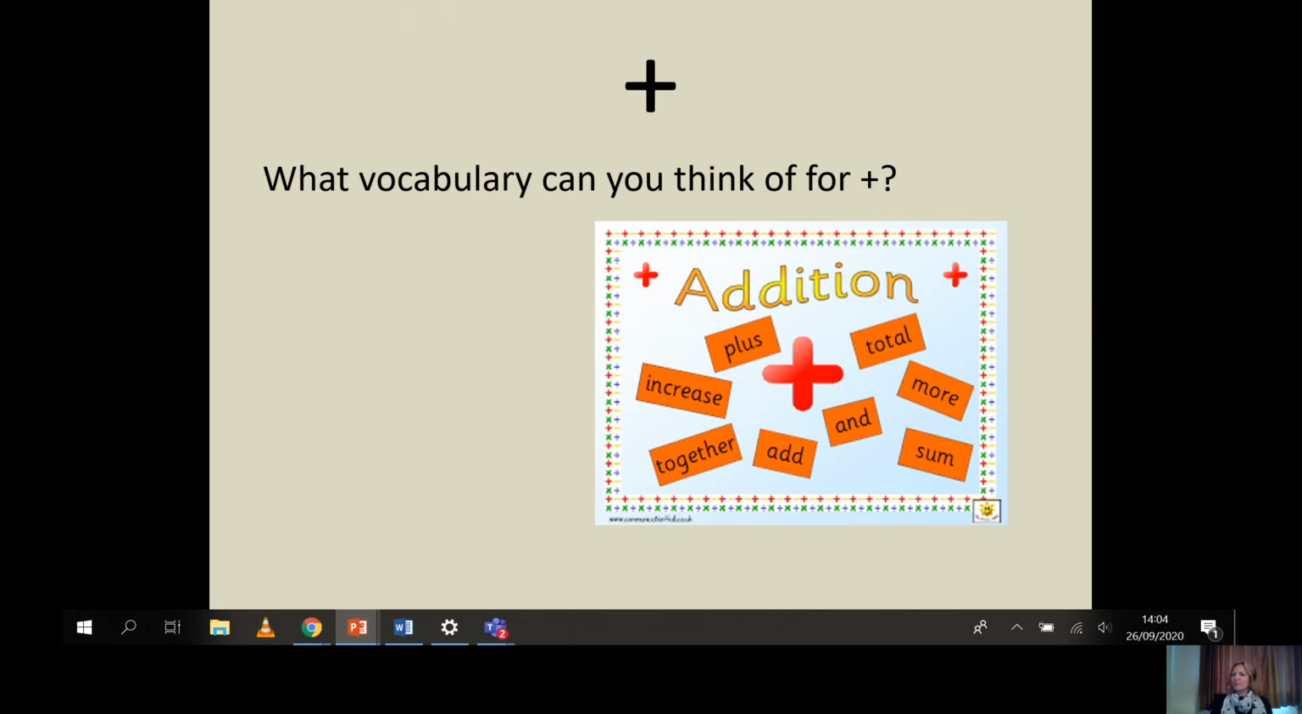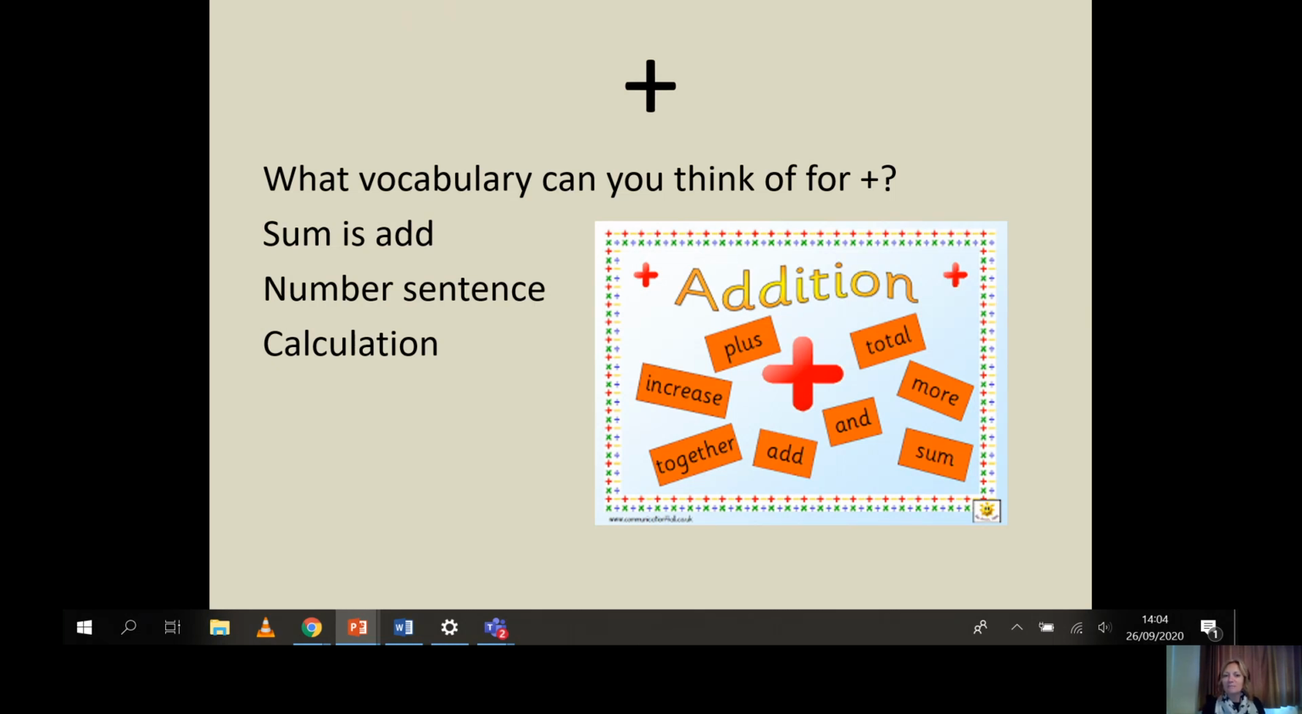Some of these words might seem quite obvious to you and some of them might not, but there's lots of different ways to be thinking about addition, lots of different words that lead us to addition problems. So sum: if somebody asks you to do the sum of 6 add 3. Number sentence: 4 add 7, simple add. Calculation: calculate 16 add 27.